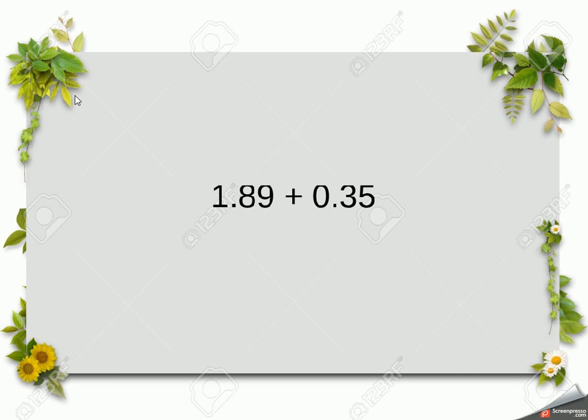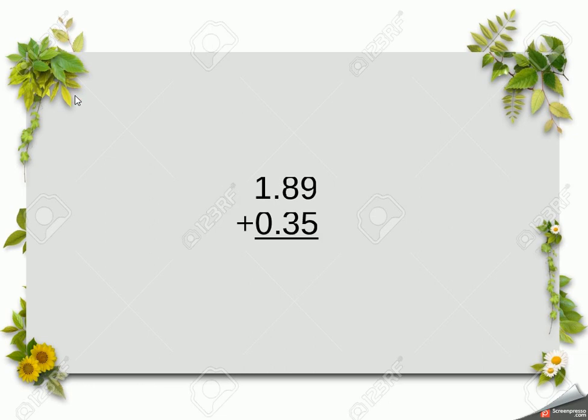Video 17 then. This one will look at how we add and subtract with decimal places. And you'd be happy to know it's exactly the same as when we do it with normal numbers, pretty much. So in this example here, we've got 1.89 and we're going to add it to 0.35.